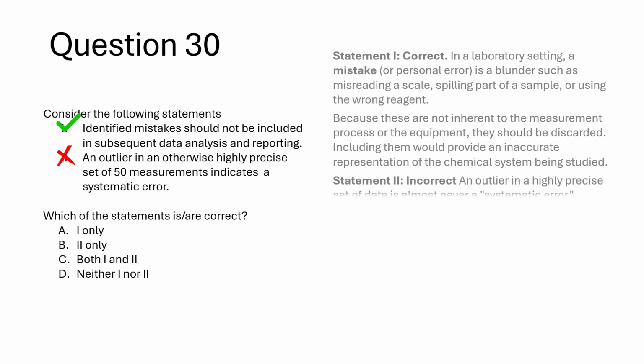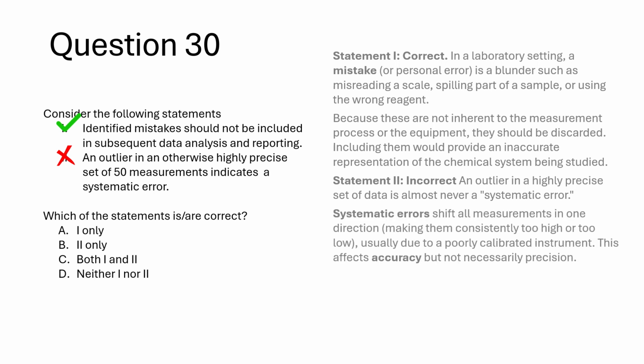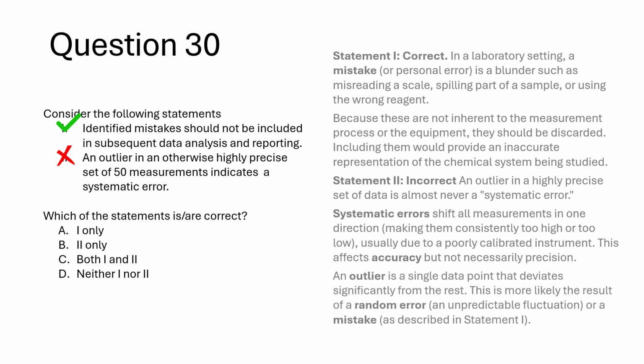Statement 2, incorrect. An outlier in a highly precise set of data is almost never a systematic error. Systematic errors shift all measurements in one direction, making them consistently too high or too low, usually due to a poorly calibrated instrument. This affects accuracy, but not necessarily precision. An outlier is a single data point that deviates significantly from the rest. This is more likely the result of a random error, an unpredictable fluctuation, or a mistake, as described in Statement 1.